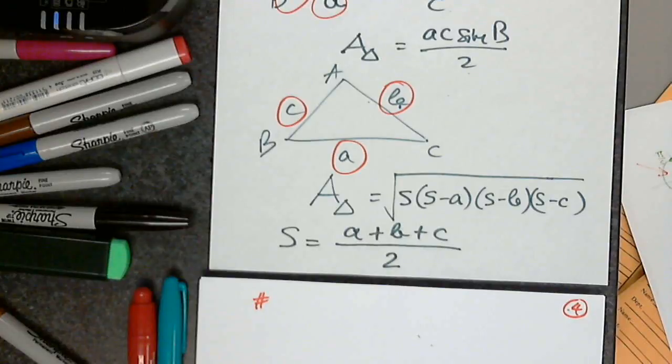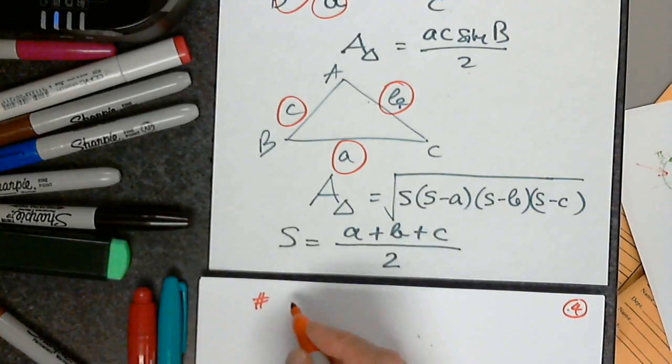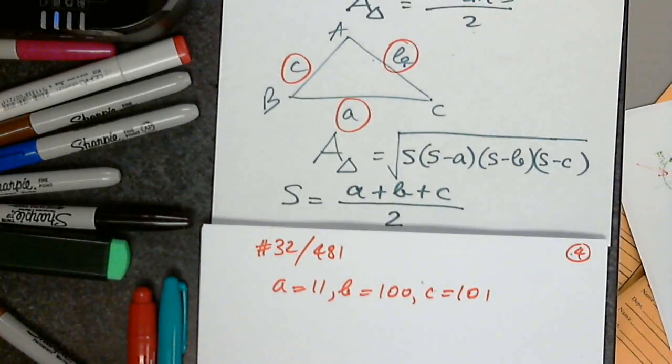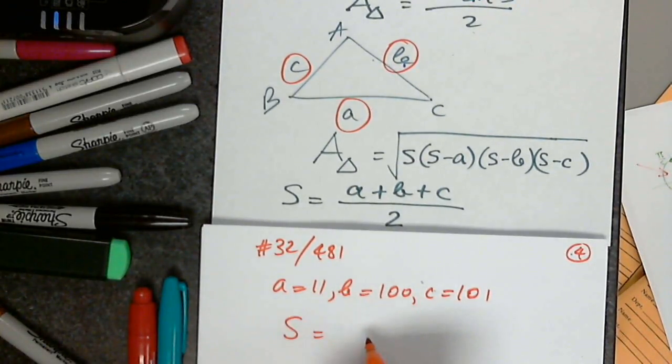Okay, I will, if you don't want to. Number 32 on page 481. We are given A equals 11, B equals 100, and C equals 101. I'm asked to find the area. I will have to find the semi-perimeter right away.